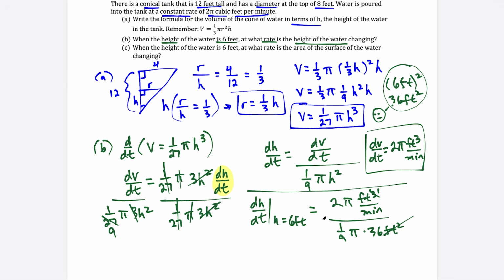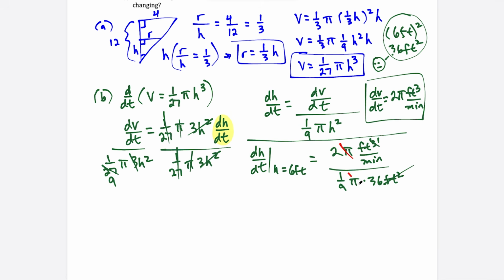So now we could just simplify everything. So we could cancel out pi over pi, and then 36 times 1/9 is equal to 4. So we're just doing 36 divided by 9 is equal to 4.